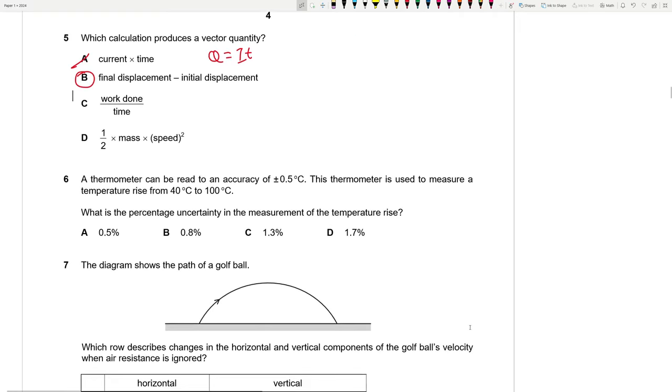A thermometer can read to an accuracy of 0.5 degrees Celsius. This thermometer is used to measure a temperature rise from 40 to 100. What is the percentage uncertainty in the measurement of the temperature rise? So it records the reading twice.